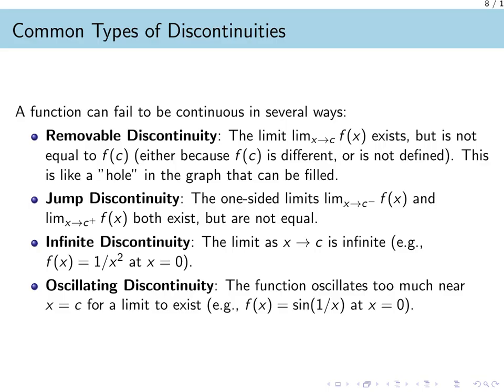A more dramatic failure is an infinite discontinuity, where the function shoots up toward infinity, like f of x equals 1 over x squared at x equals 0. Lastly, an oscillating discontinuity occurs when a function fluctuates so wildly, like sine of 1 over x near 0, that it never settles on a single limit. Understanding these types helps us classify exactly how and why a function is not continuous.